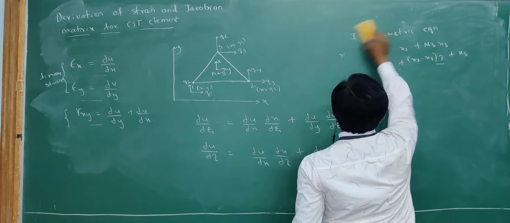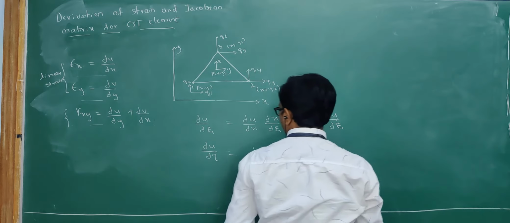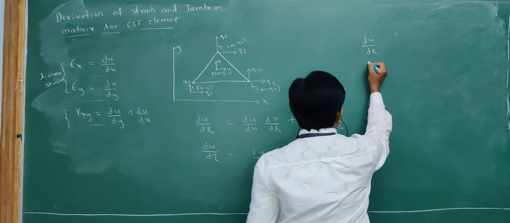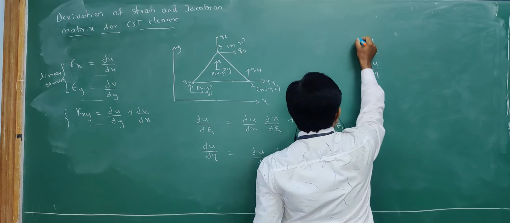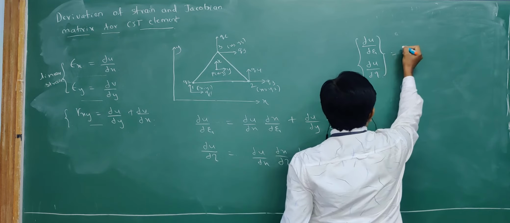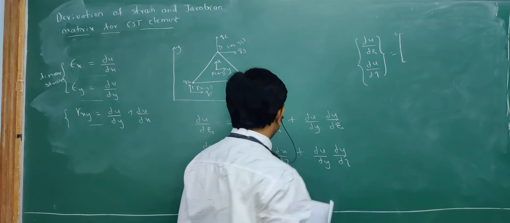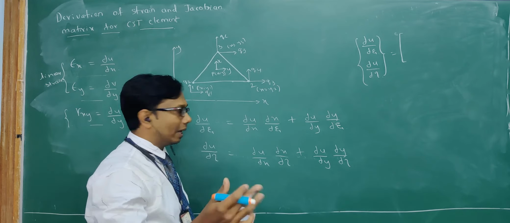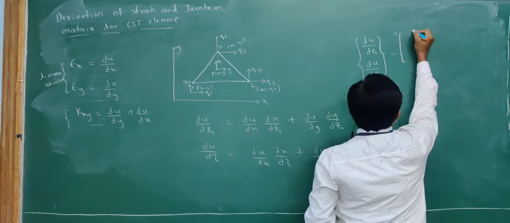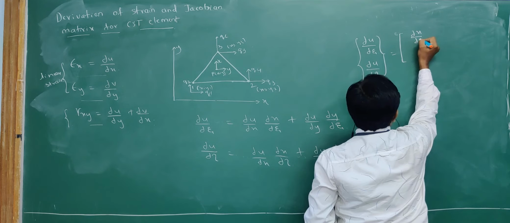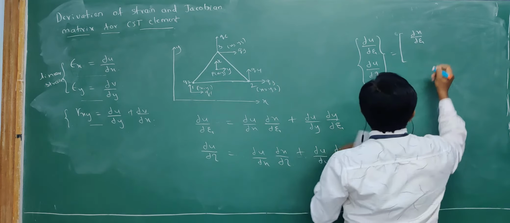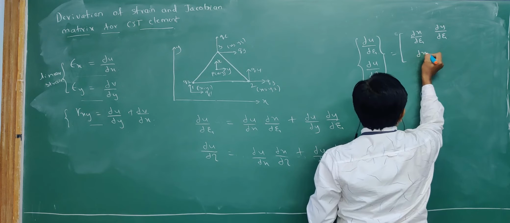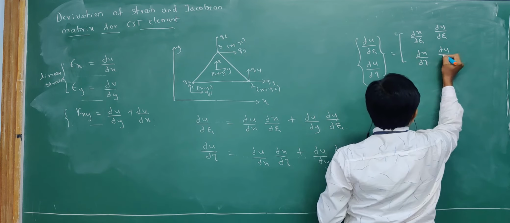Now I'll take a matrix form of this. So dou u by dou zeta I take, and dou u by dou neta I take. I'll take it in the form of a matrix. If I want to make a matrix here, I'll take dou u by dou x and dou u by dou y as an outside parameter. So what remains here is dou x by dou zeta and dou y by dou zeta, and dou x by dou neta and dou y by dou neta.